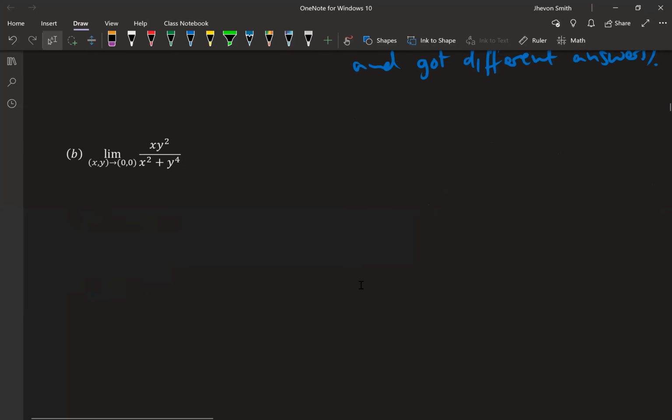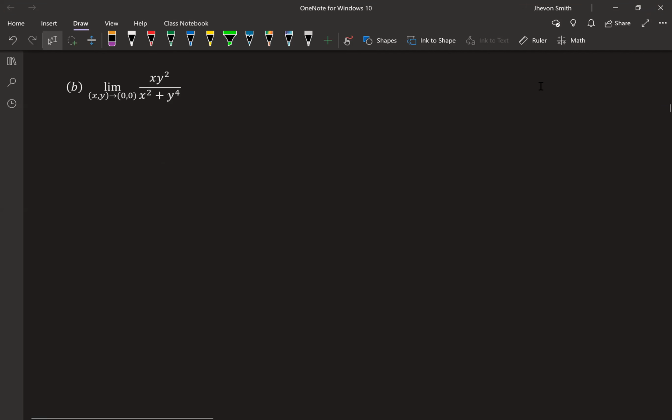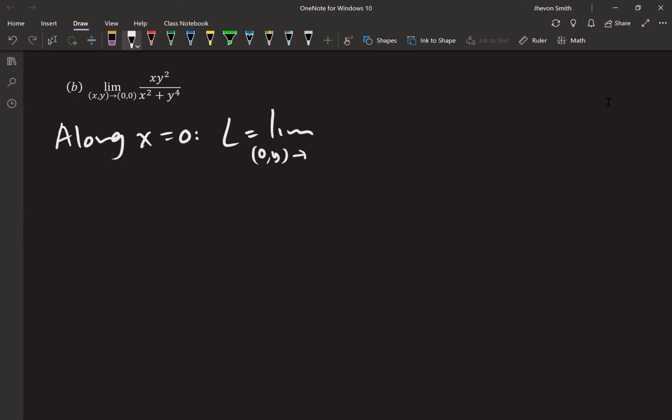All right, boom. Tell me how to show that this limit does not exist. Obvious path, which is along x equals 0. Fine, let's go along x equals 0. The limit would become the limit as (x, y) approaches (0, 0) with x equals 0. So the numerator is 0, and the denominator is 0 squared plus y to the 4th. This gives you the limit of 0 over y to the 4th, which is just 0.